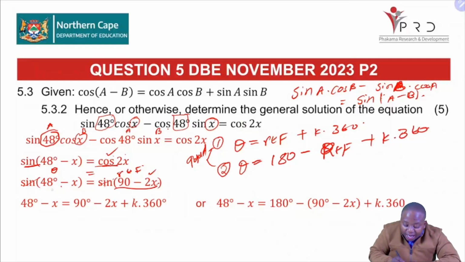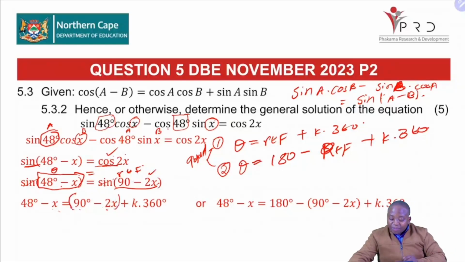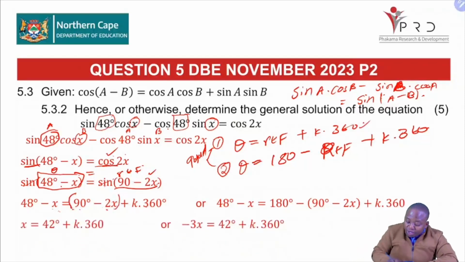Then our theta is 48 minus x. So our theta, 48 minus x, is equal to the reference angle, which is 90 minus 2x, plus k times 360. That is the solution in the first quadrant. Now we are going to work around that solution. When we transpose the 48, it becomes 90 minus 48, which is 42.